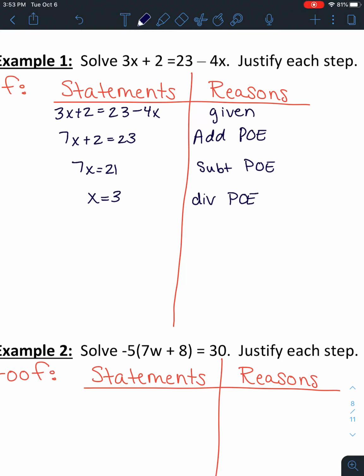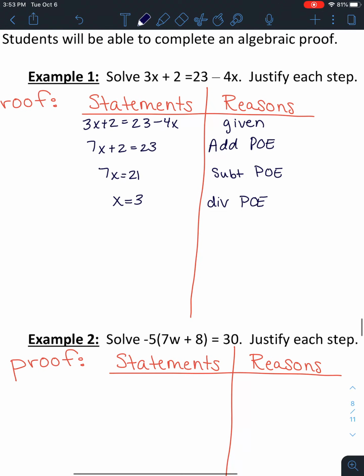Now, something where a lot of kids go wrong is they get to that last answer, and instead of thinking, how did I get to that answer, they just put given, or done, or solved. You have to tell me how you got to that last answer. It should always constantly be some property, okay? Let's go on to the next one.